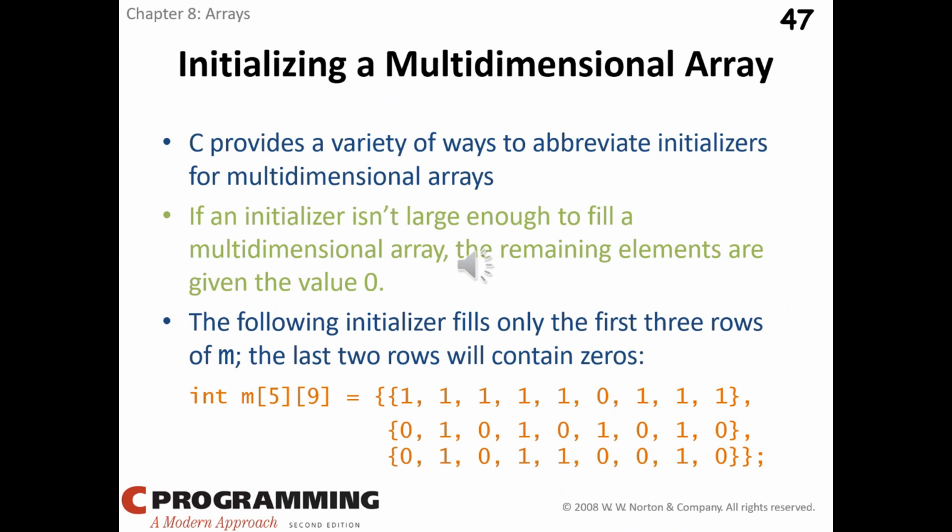So for example, if we have a 5 by 9 grid and our initializer only contains values for the first 3 rows, C will automatically fill the last 2 rows with zeros. This way our entire grid is still properly initialized, even if we didn't explicitly provide values for every element.